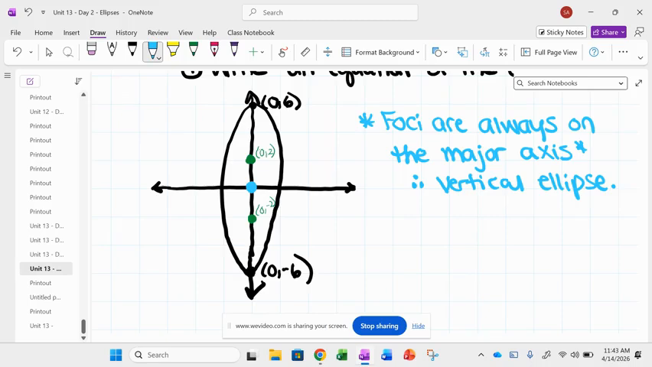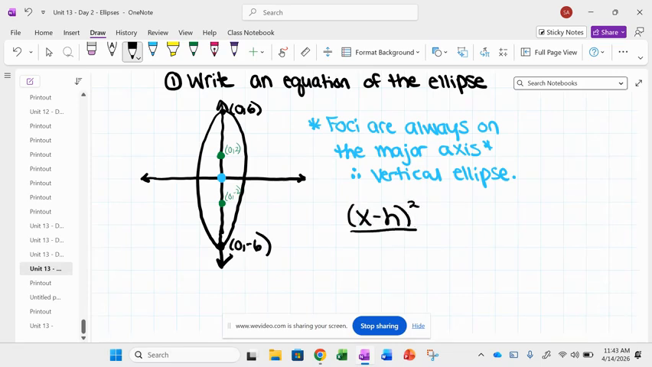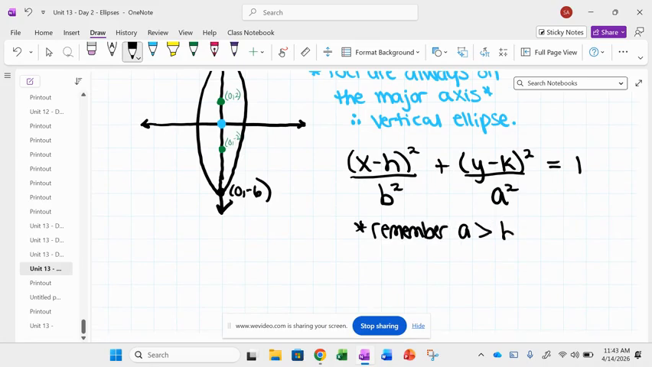So that's your first thing you have to figure out. Is this a vertical ellipse? Is this a horizontal ellipse? We've now identified it as a vertical ellipse. So now we know which formula to use. We are going to use the quantity of x minus h squared over b squared, because we're long in the y and a is bigger than b. So we're going to put the b under the x, plus the quantity of y minus k squared over a squared equals 1. I'm going to put one more star for us. Remember, a is greater than b.